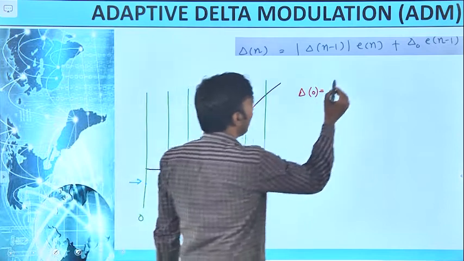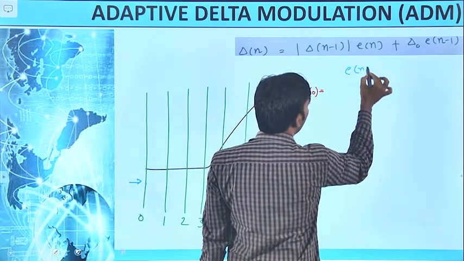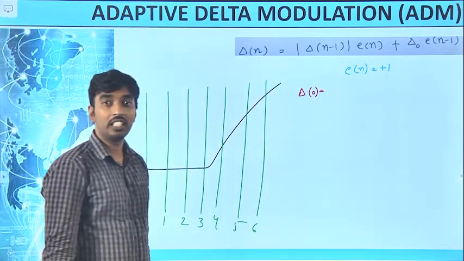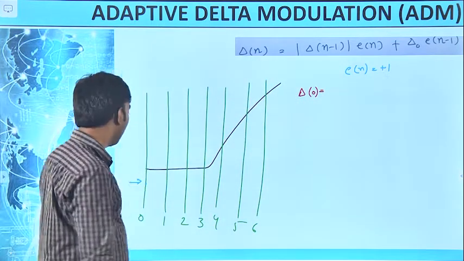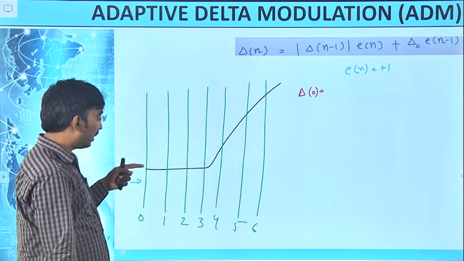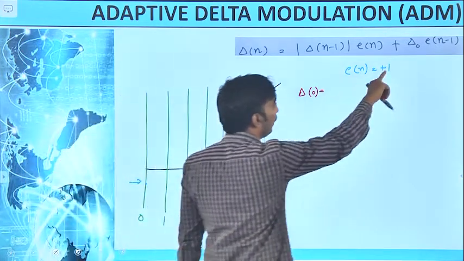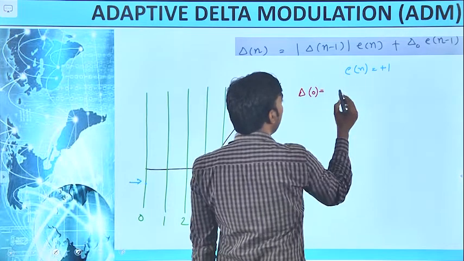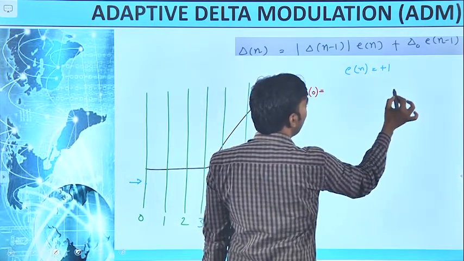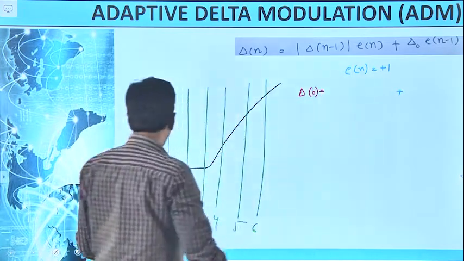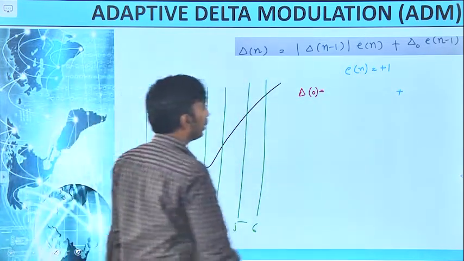That means the error is positive. The error is positive, right? Whenever the step signal is less than the input signal, the error is positive. That means E of n is positive, right? And this is the previous value. I don't have it, right? Before 0, I don't have any signal. That's why I'm not considering it.